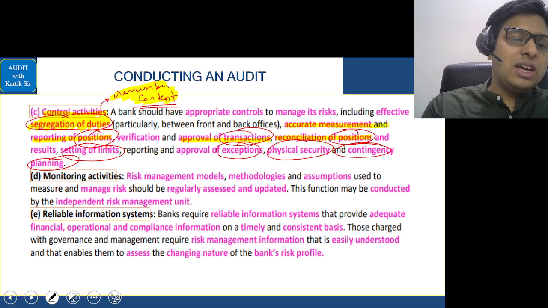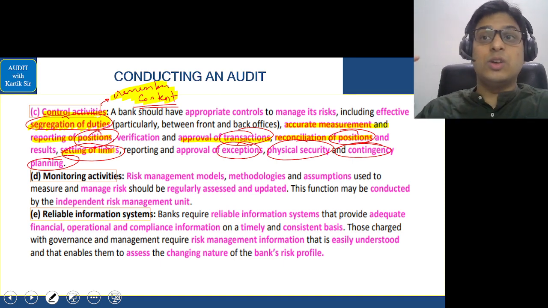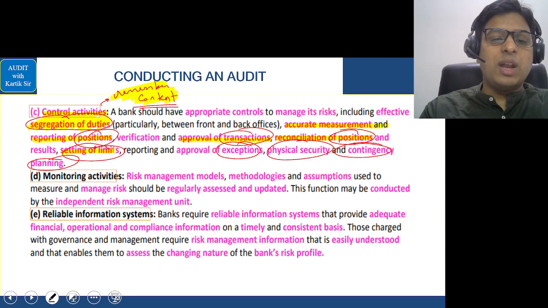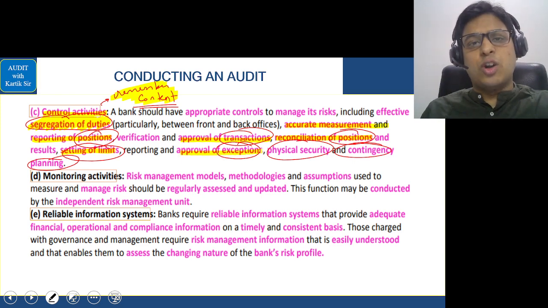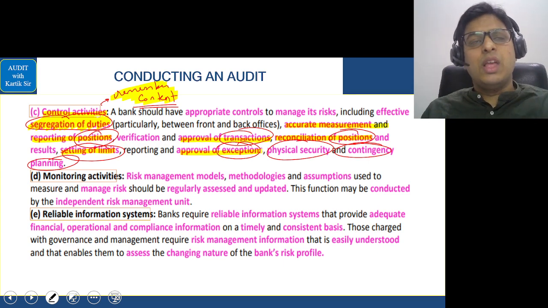Next, they have written here setting of limits. This is your drawing power limit, your sanction limit, that limit here, basically. Next is reporting and approval of exceptions. What is exceptions? Anything that is not written in your SOP, standard operating procedure, regarding which the juniors are seeking the help of the seniors. Example, there is a unique situation that comes in. So in that case, how is that matter solved? That is basically this approval of exceptions.